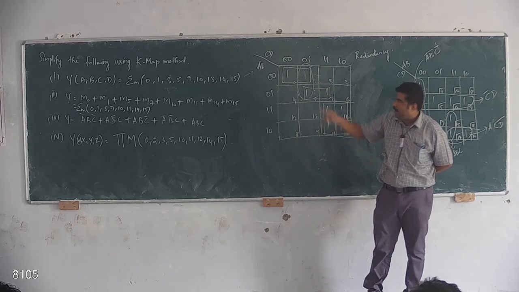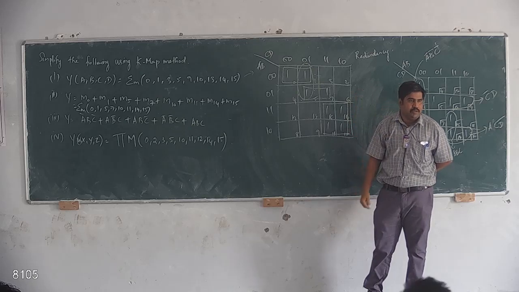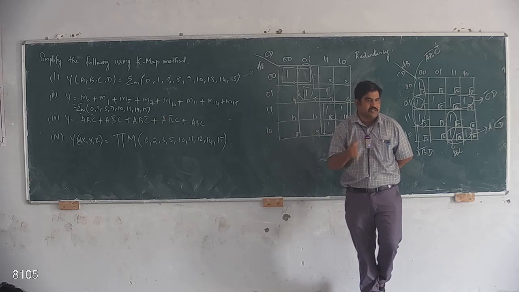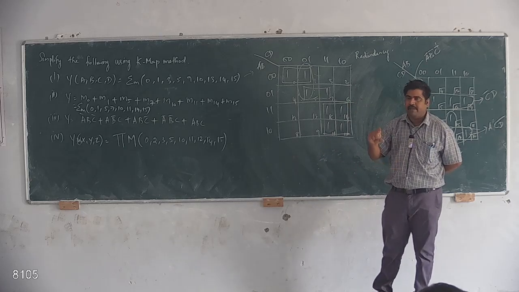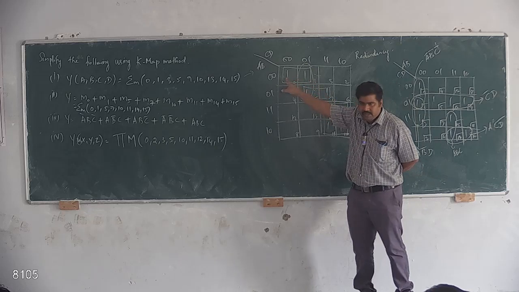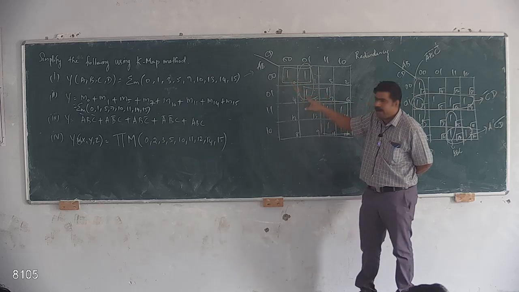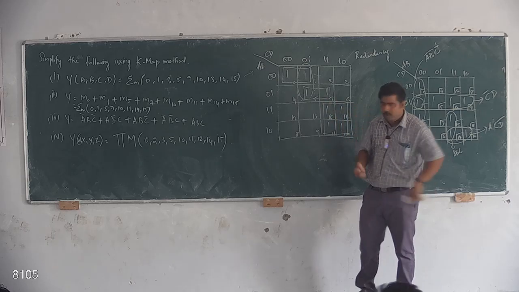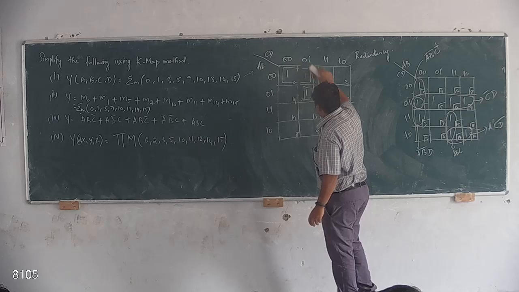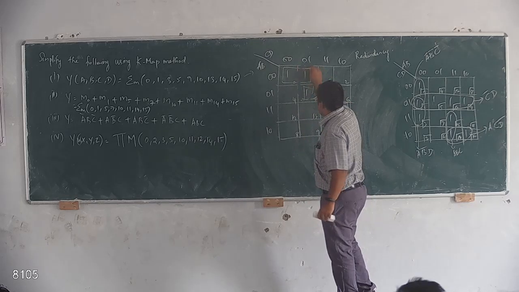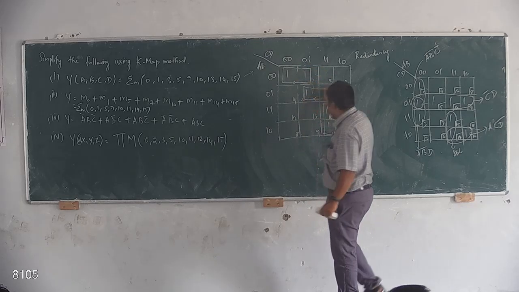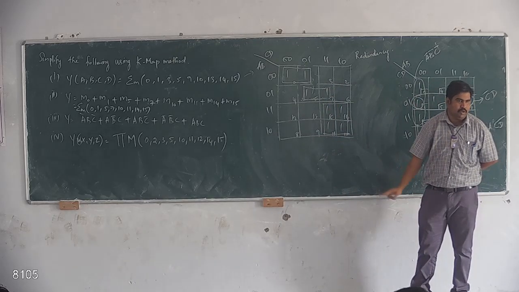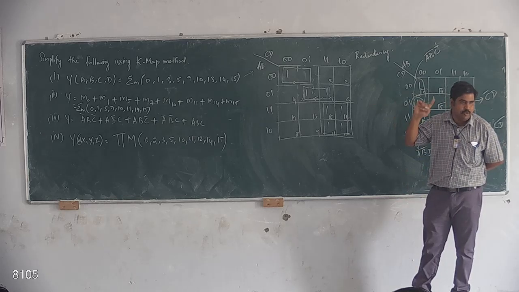But in our problem they have asked us to simplify the following. For simplification we need to avoid the redundant pair. Redundant pair means this one is already combined with this adjacent cell, and this one is combined with this adjacent cell. We should not combine this one. Is it clear? It is not wrong; if you combine it, you will still get marks, but you will lose one or two marks for that, because it is a redundant pair. You should not combine that pair.